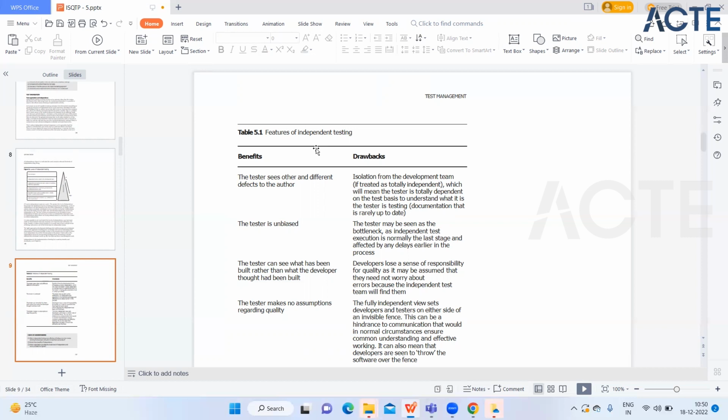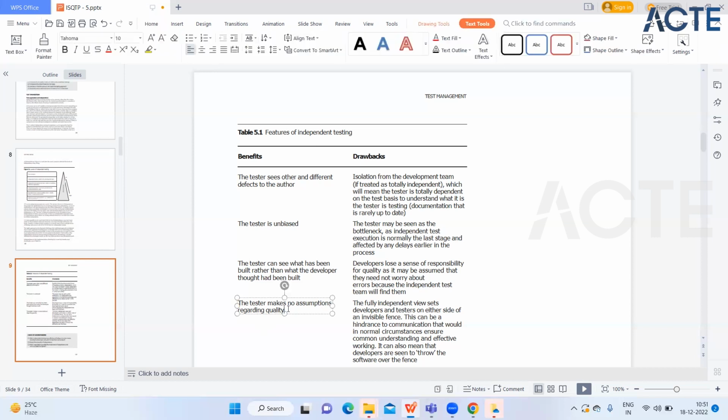After that, the tester can see what has been built rather than what the developer thought had been built. That's the same thing I explained to you: the tester will not check the things as per the developer mindset. They will check in their own way. Tester makes no assumption regarding quality. The tester will not make any kind of assumption, so they will check everything regarding the quality, and after that they will give the sign off.